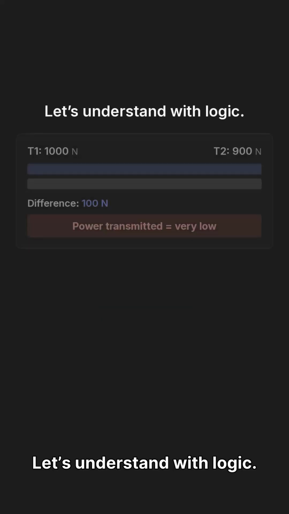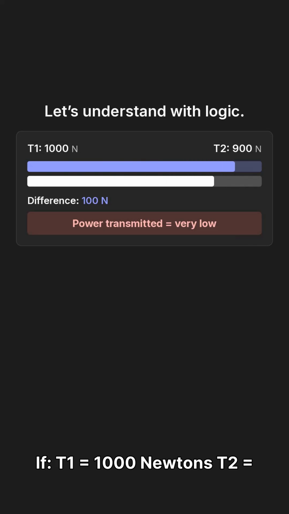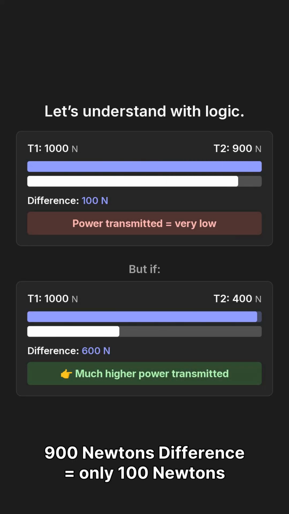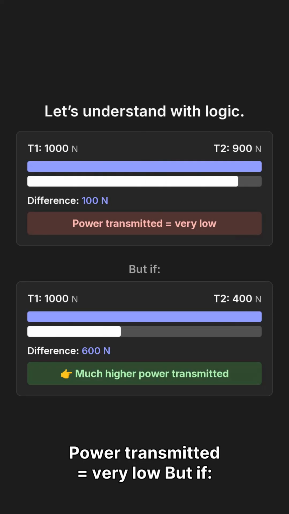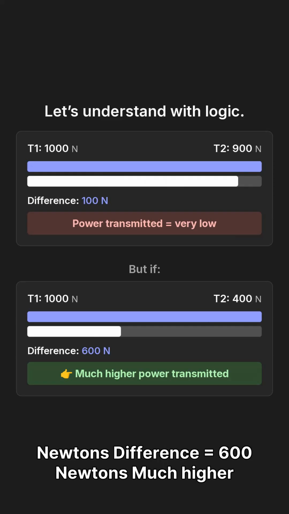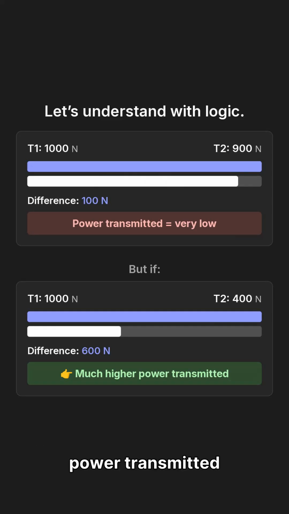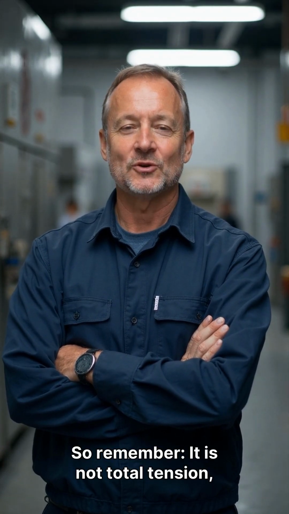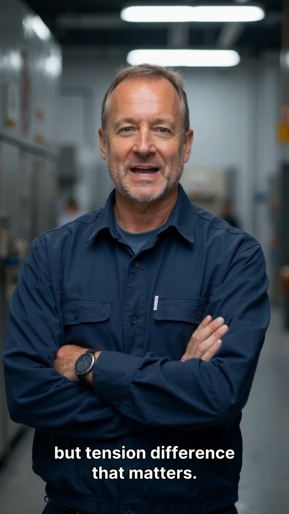Let's understand with logic. If T1 equals 1000 newtons and T2 equals 900 newtons, the difference equals only 100 newtons, so power transmitted is very low. But if T1 equals 1000 newtons and T2 equals 400 newtons, the difference equals 600 newtons, so much higher power is transmitted. So remember, it is not total tension, but tension difference that matters.